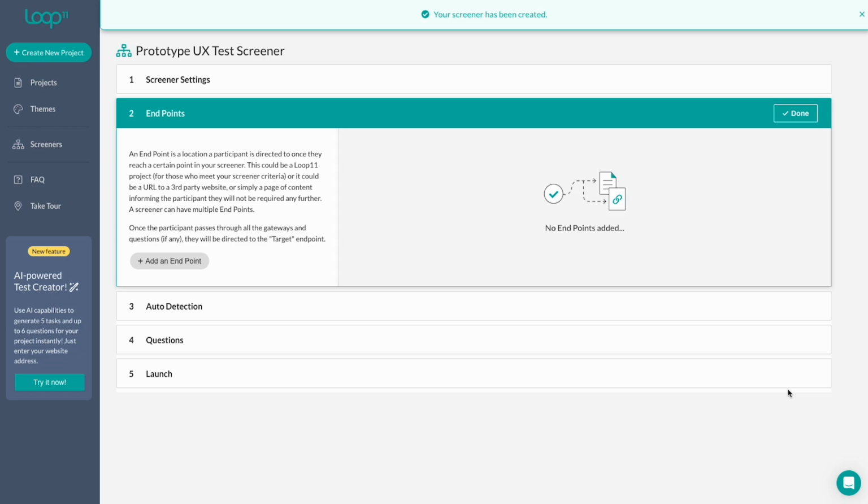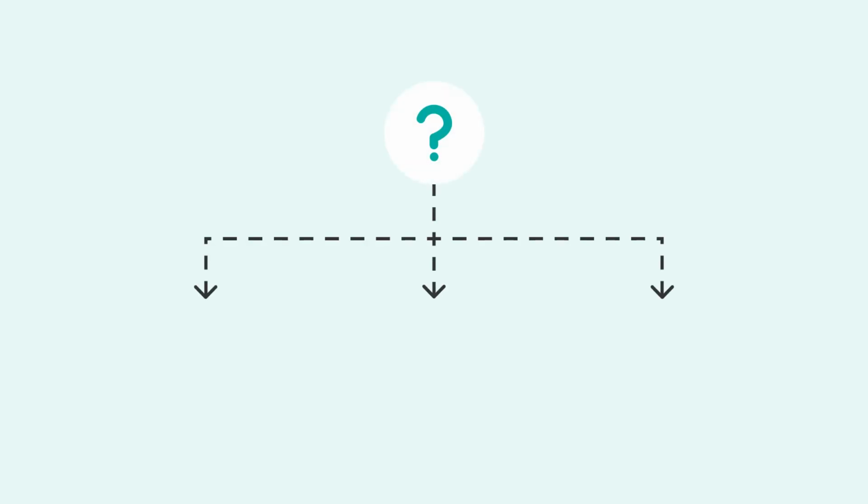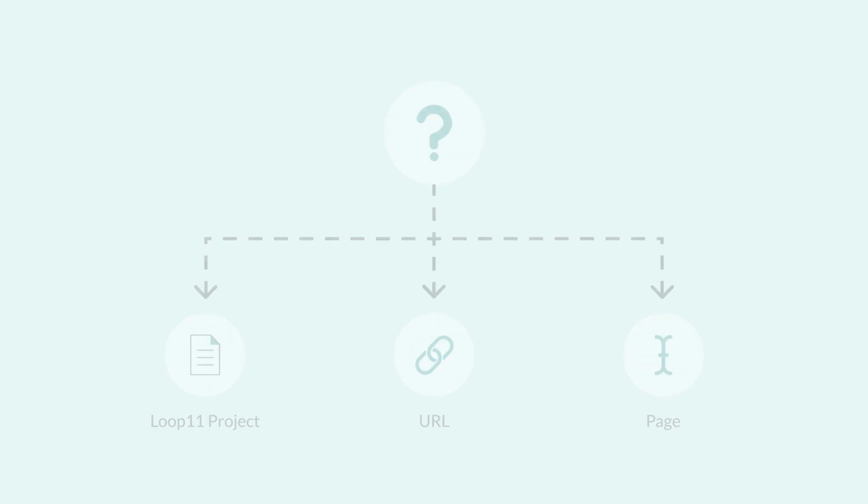In the next section, you'll need to set up your endpoints. An endpoint is a destination where participants are directed based on how they answer questions in your screener. This could be a Loop11 usability test you've set up, a URL to a third-party website, or a page with a polite "thanks but no thanks" message. You can create multiple endpoints within a screener to handle different scenarios.